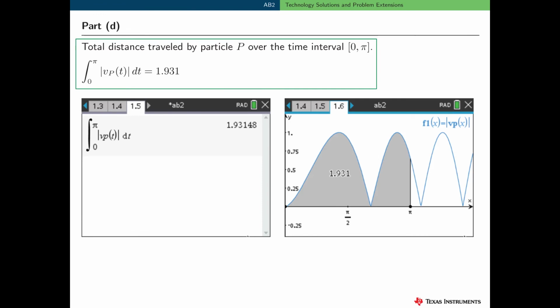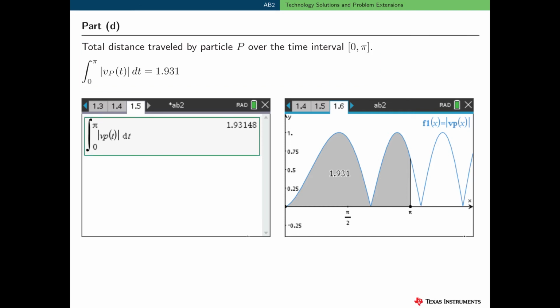In part D, the total distance traveled by particle P over the interval 0 to pi is given by this definite integral. And just a reminder, the student must present the mathematical setup that leads to the correct answer in order to receive full credit.